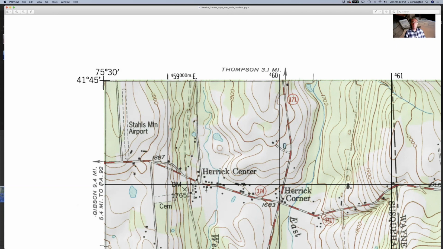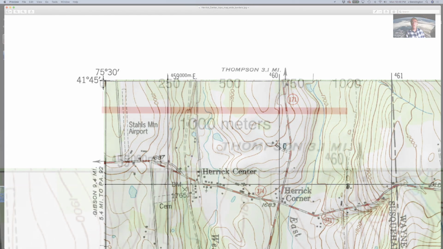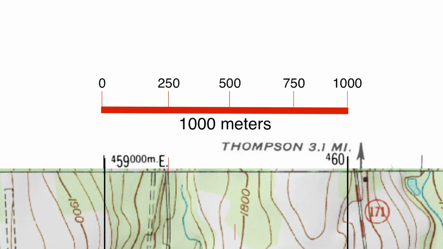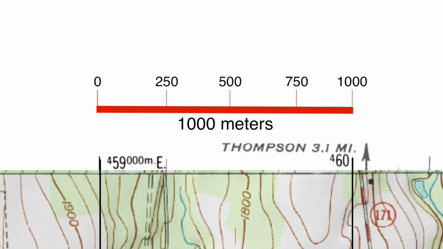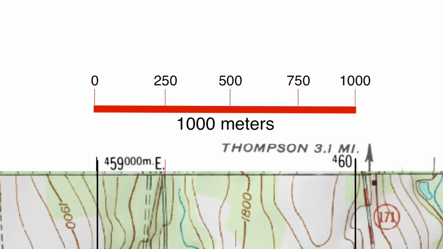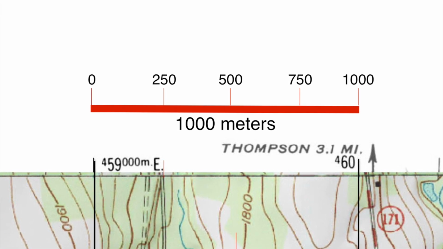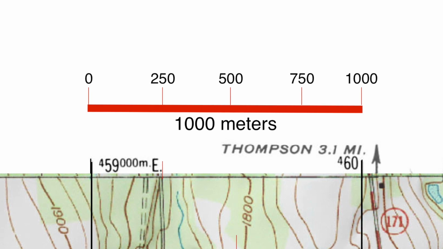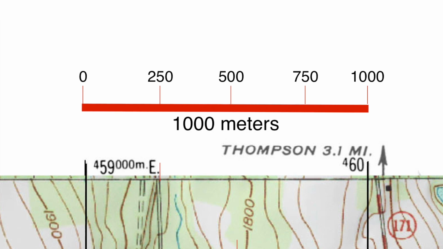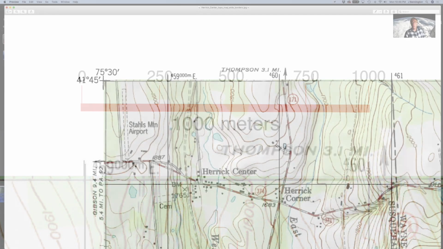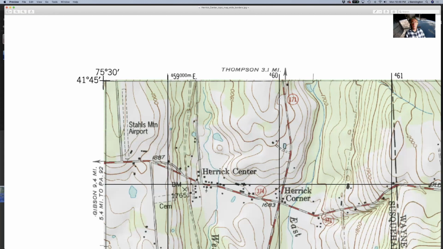If you want to interpolate in between the grid, you just have to estimate how many hundreds of meters you are between the lines. If you're halfway, that's 500. So the halfway mark here would be 459,500 meters east. If you're 3/4 of the way, that's 750 meters. If you're 9/10 of the way, that's 900 meters. So it's very easy using UTM to interpolate between the marked grid to come up with a fairly accurate designation for a particular location.